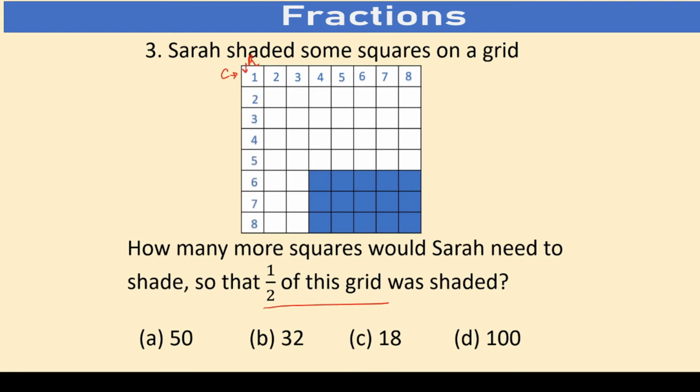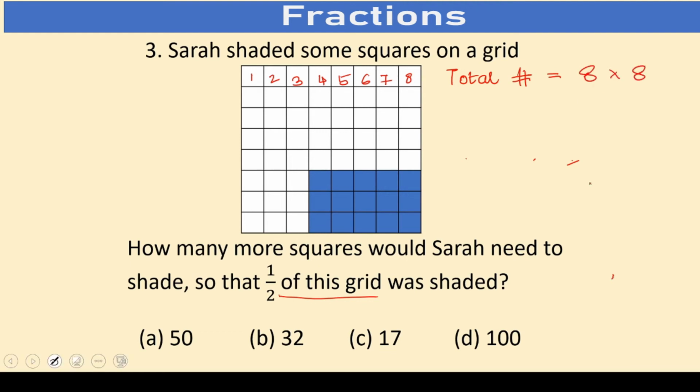So, we have 8 columns, and now we'll count the number of rows, which are also 8. So, the total number of squares on the grid are 8 into 8. So the total number of squares would be equal to 8 times 8, which is equal to 64. Now we need to find half of 64.